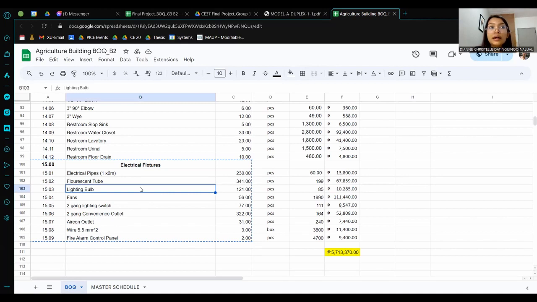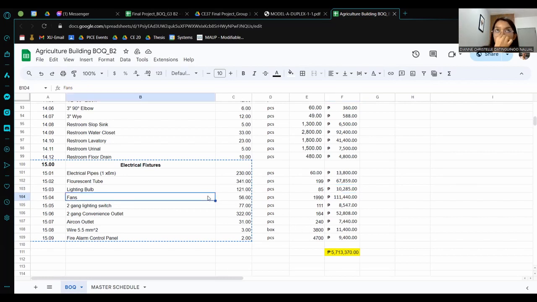And then we also need lighting bulbs. Not all lights are fluorescent tubes. So there are also lighting bulbs in a few places or some areas that are dark. For example, the hallway, the stairs, and even the CR area, we need the light bulb. So there are 121 pieces in total, which cost 85 pesos each, totaling an amount of 10,285 pesos.